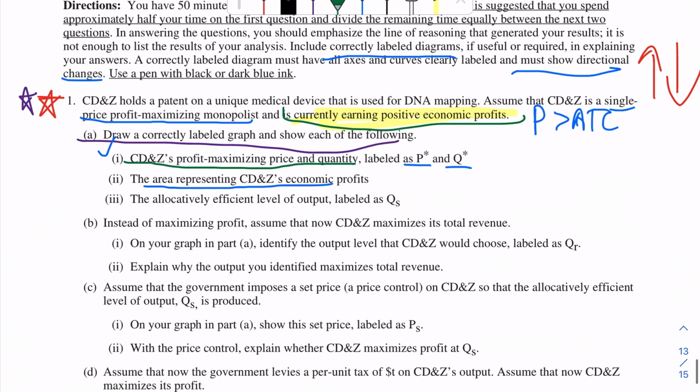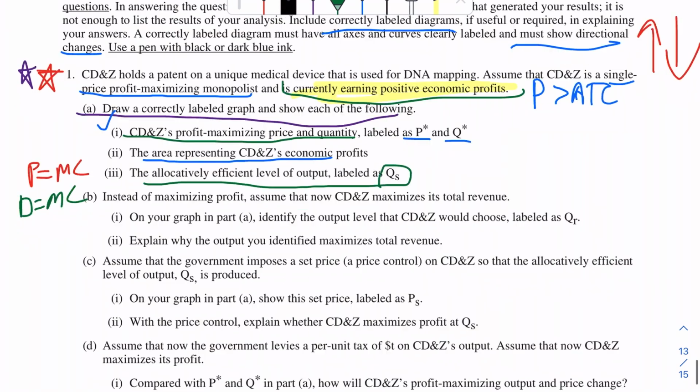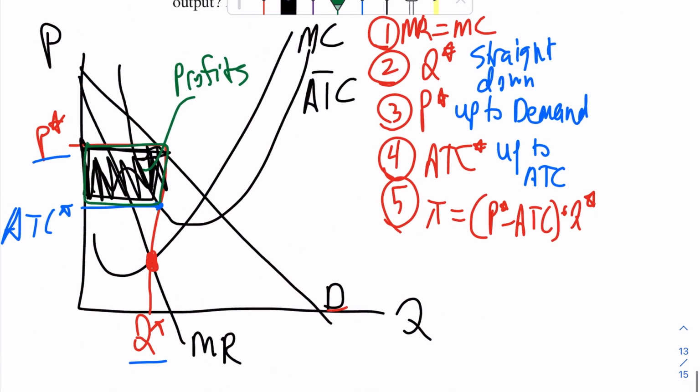Right? So that answers that part. And then we need the allocative efficient level of output, QS. Well, as soon as you read allocative efficient, you know that's price equals MC. And I always suggest demand equals MC. The reason I say demand equals MC is because that's exactly where we're going. We're going where the demand curve is equal to the MC.